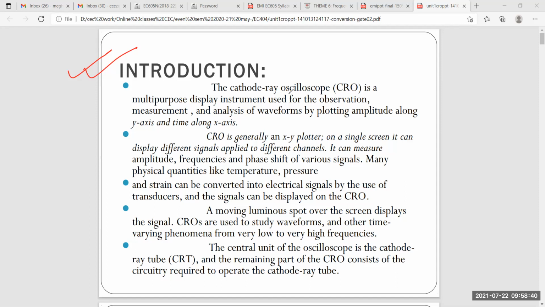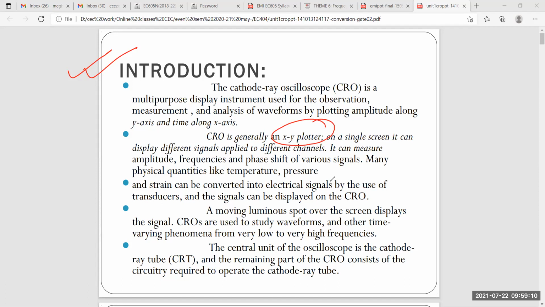Now, CRO is generally an XY plotter. You see here in my PPT it's also written, it's an XY plotter. So on a single screen, you will see it displaying an input signal versus another signal or versus time. So in a single screen, you will obtain this kind of XY plot. And it can measure amplitude, frequency, phase shift, everything.